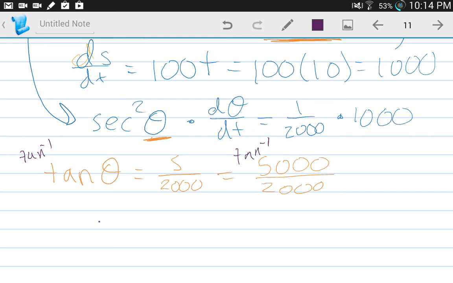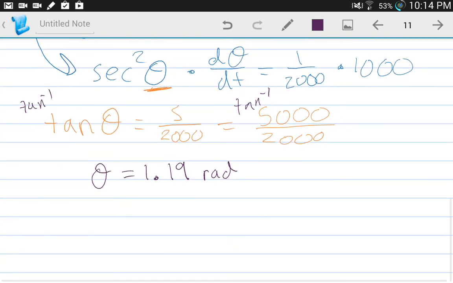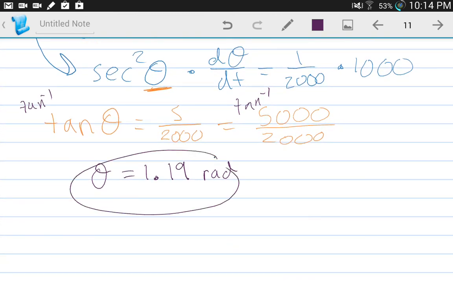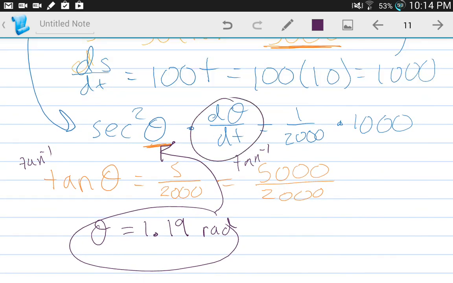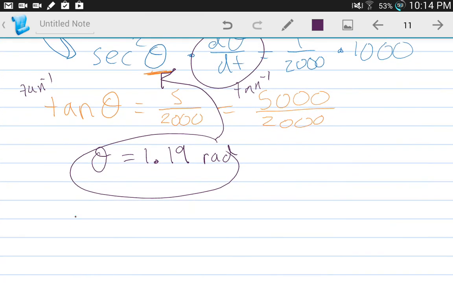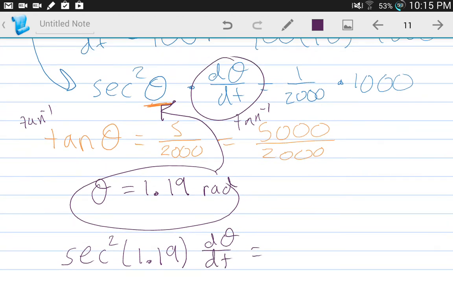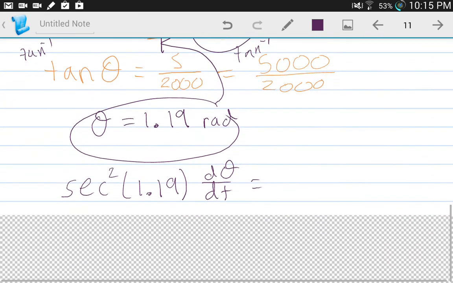So we get theta equals 1.19 radians. Okay, and now we can plug that in for theta, and so now we do have everything except for what we're finding. So we'll have secant squared of 1.19 d theta over dt equals 1000 over 2000, which is just 1/2.